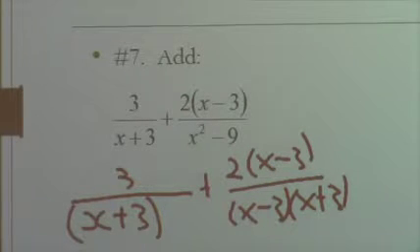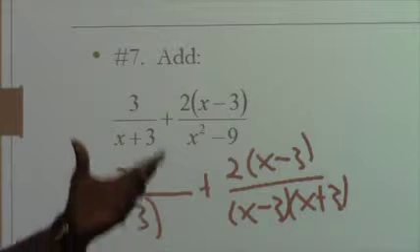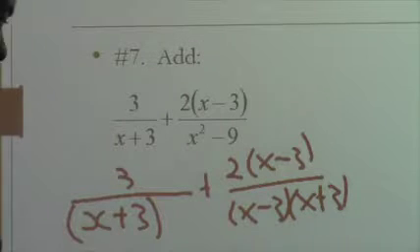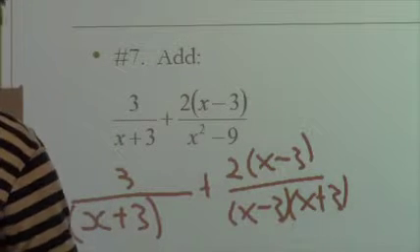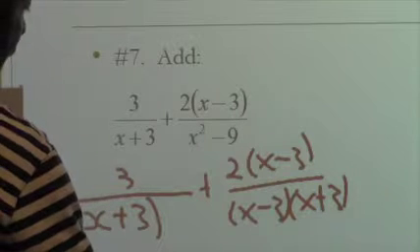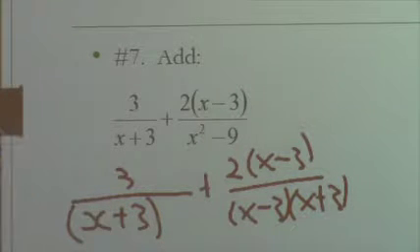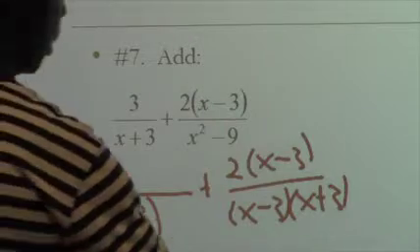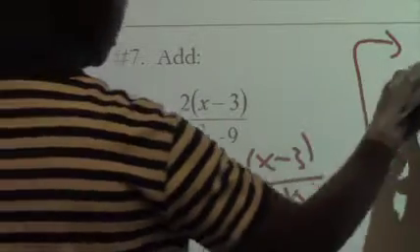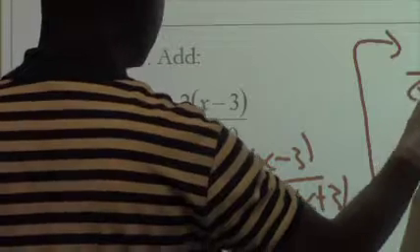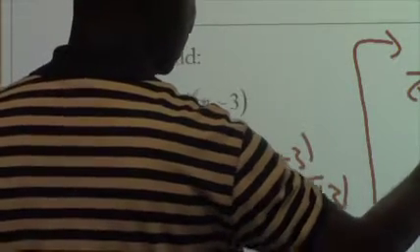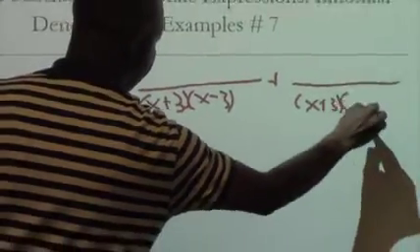So what's going to be the LCD? LCD will be the product of the distinct factors of the denominators. How many different factors do we have? X plus 3 and x minus 3. So our LCD is x plus 3 times x minus 3. So we're going to rewrite this problem like that. So we're going to do x plus 3, x minus 3, plus x plus 3, x minus 3.